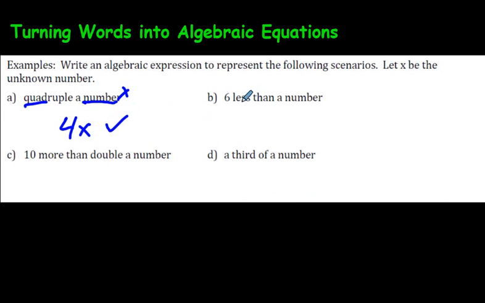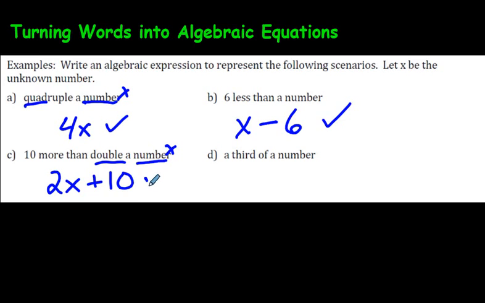Let's go to the next one. 6 less than a number. Okay, so you have a number and it's 6 less. That would be subtraction. So x minus 6. Done. Next one. These are kind of fun. 10 more than double a number. Well, first of all, double means 2, right? And a number is just x. So 2x, and 10 more, well, that's like saying 2x plus 10.